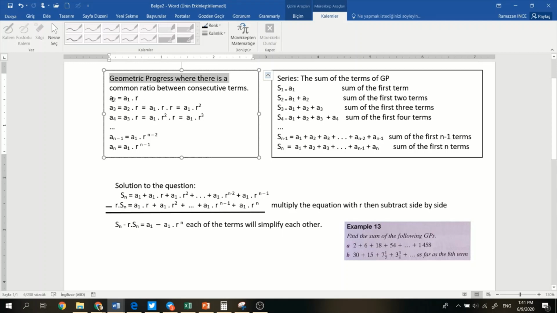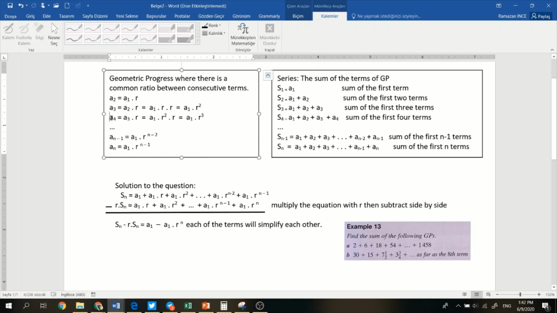Now, as you can see, A2 is equal to A1 times R, and A3 is equal to A2 times R. Instead of A2, can I write A1 times R? Yes. Then the result will be A1 times R square. Then what is A4? A4 is equal to A3 times R. Instead of A3, I'm going to write A1 times R square. Then I will get A4 as A1 times R cube.